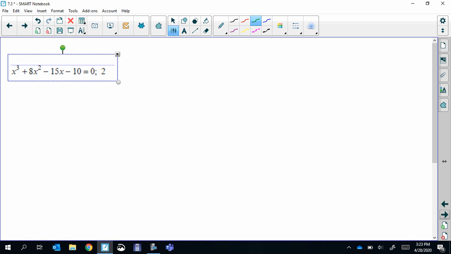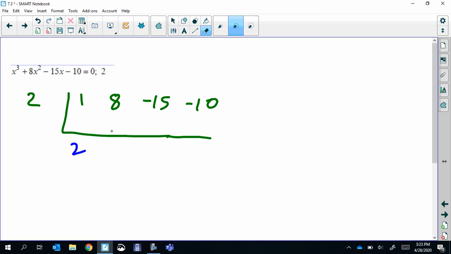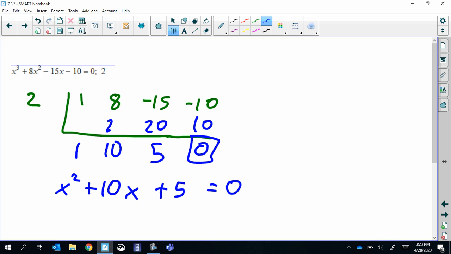These next examples get a little bit trickier, but you still start the same. Synthetic division with 2. No powers are missing. And we add, whoops, getting ahead of myself, add and then multiply, add and then multiply, add and then multiply, and we get a 0 at the end, which is what we wanted. Put back our powers or our variables. And now this is not factorable because nothing multiplies to be 5 and adds to be 10.